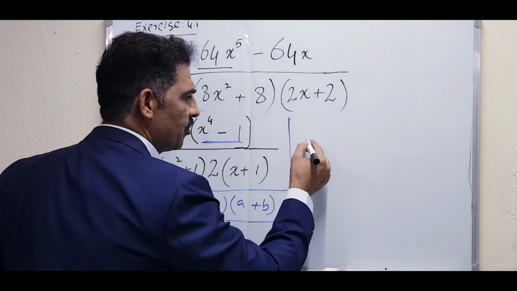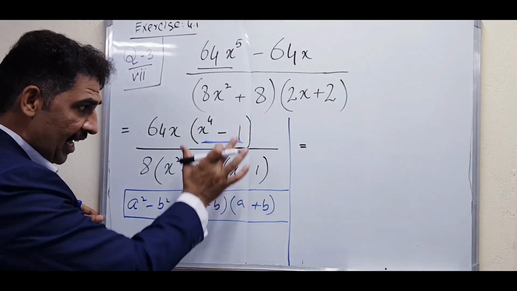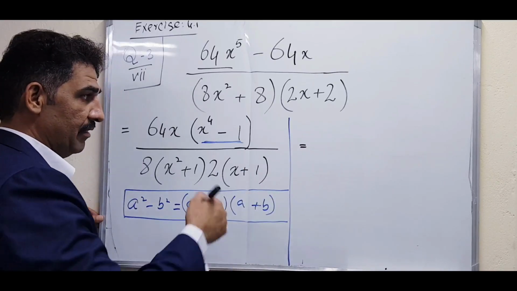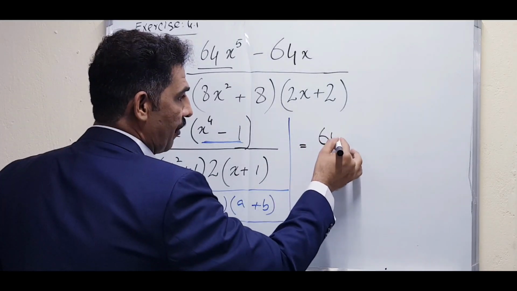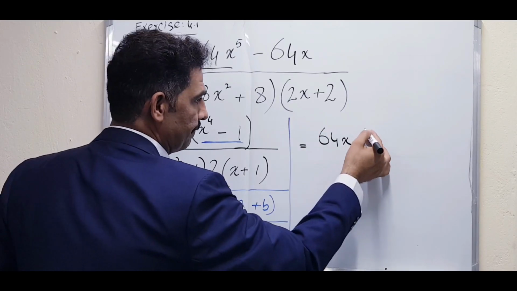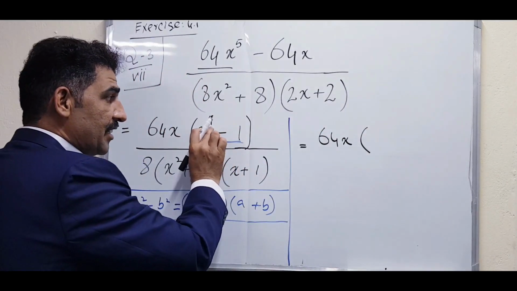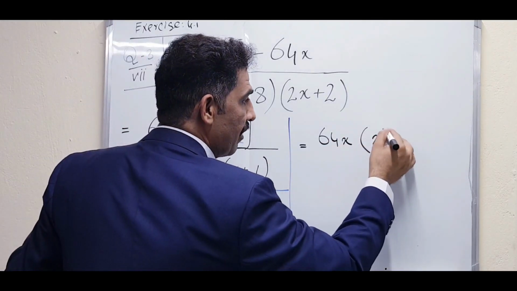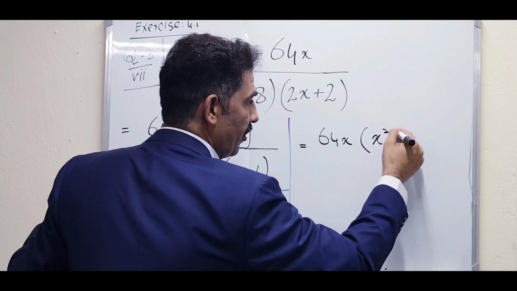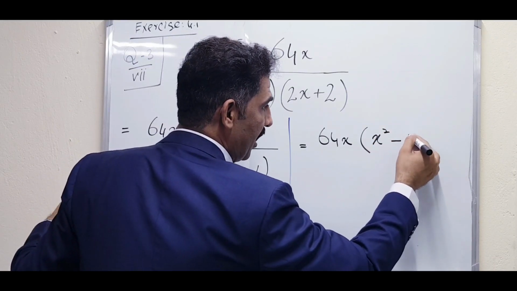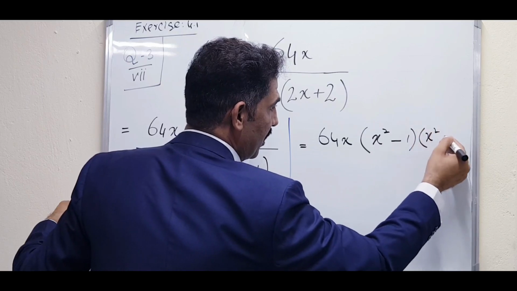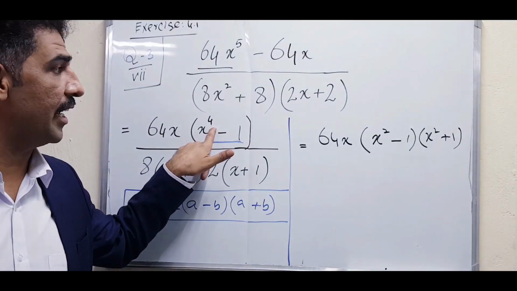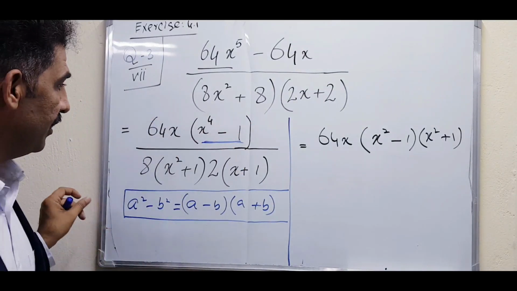64x will remain the same, no change. The next line which you write, down of this formula, because there is no place, that's why I am going there. So the next part: 64x. Then you apply x to the power 4. x to the power 4 means x square and x square. According to the formula, x square minus 1 and x square plus 1, because the power is 4, that's why x square plus 1 and x square minus 1. Good.